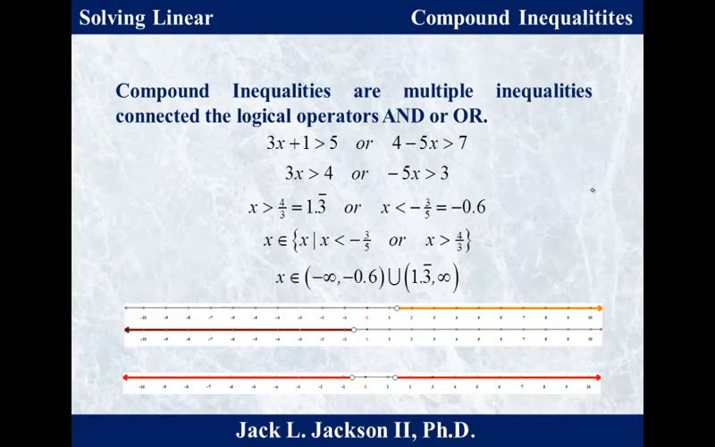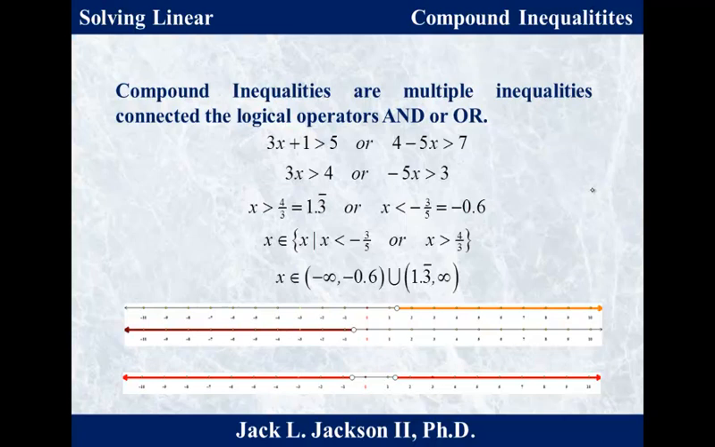So I just happened to write the set builder notation in fraction form and the interval notation in decimal form, but you could have done either one in decimals or fractions. So I say x is an element of the set of all x, such that x is less than negative 3/5 or x is greater than 4/3.